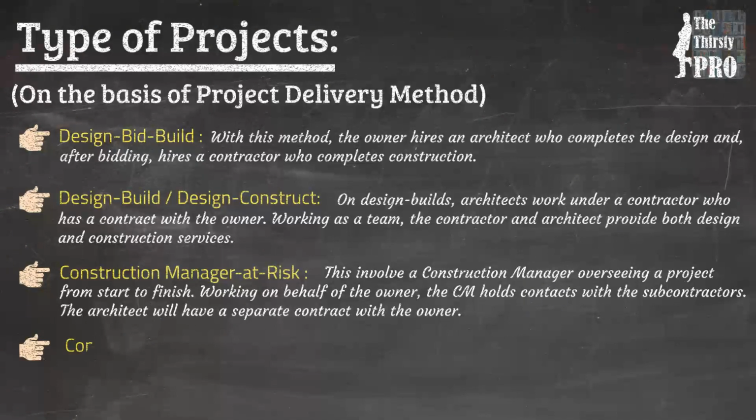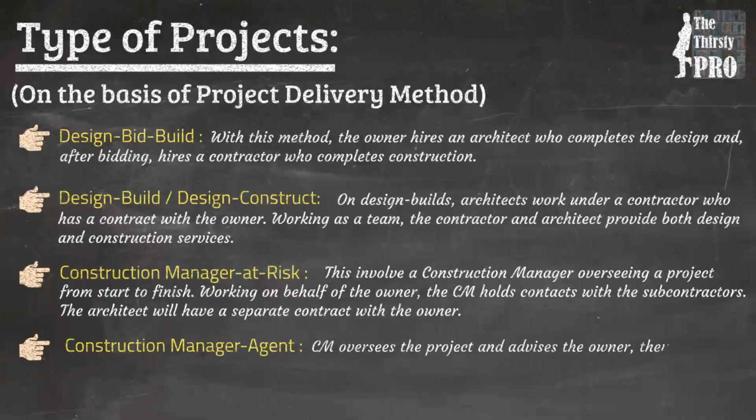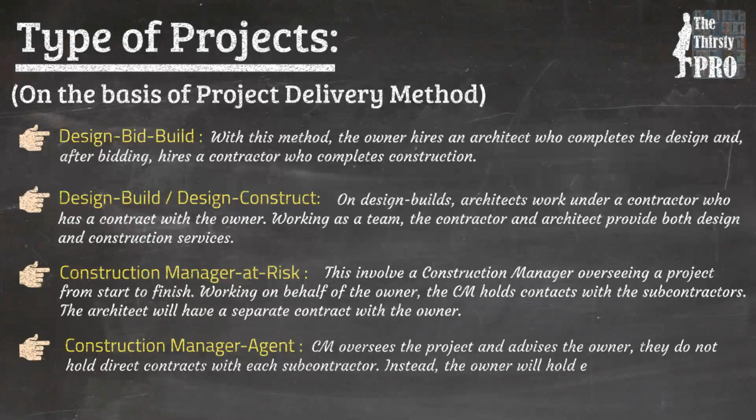The last in the list is construction manager agent. In this method, the construction manager oversees the project and advises the owner. The construction manager does not hold direct contracts with each subcontractor. Instead, the owner will hold each individual contract and the construction manager acts as a manager.